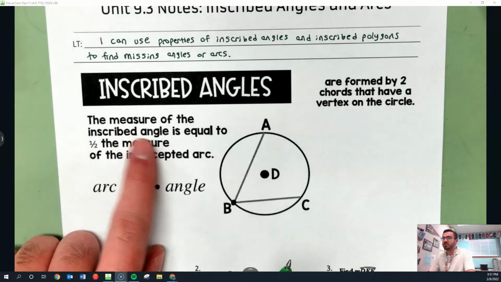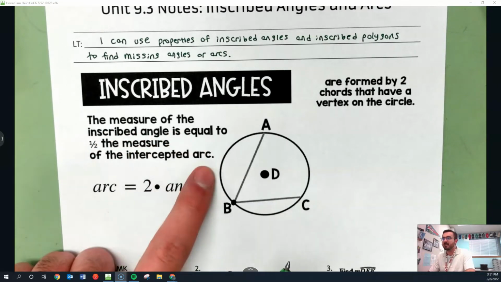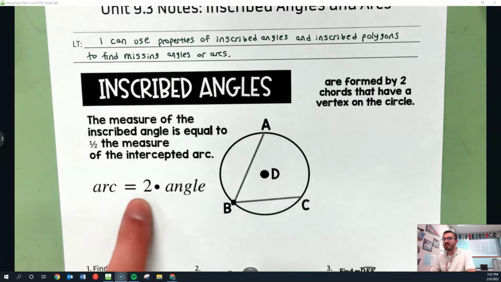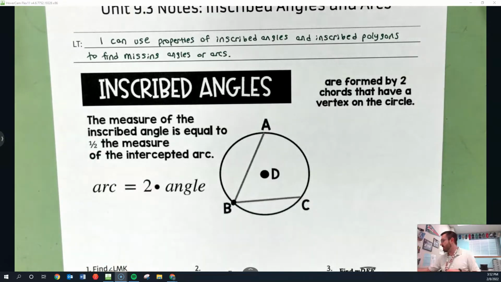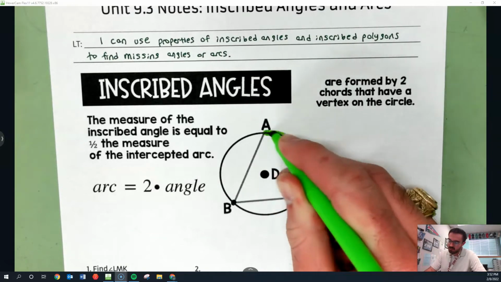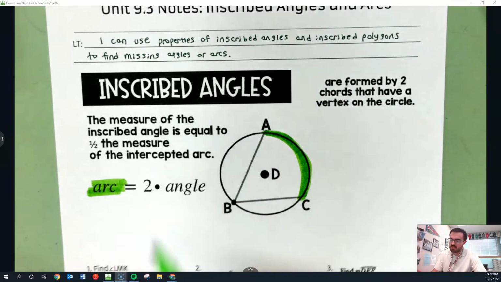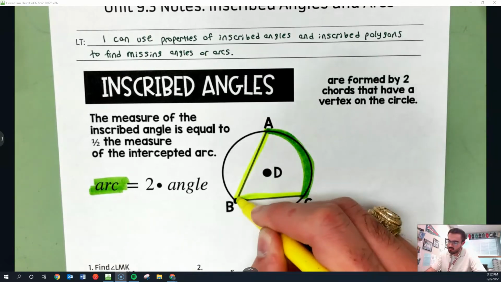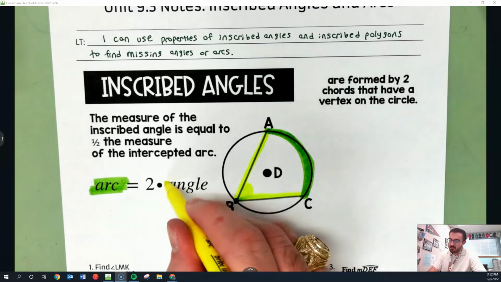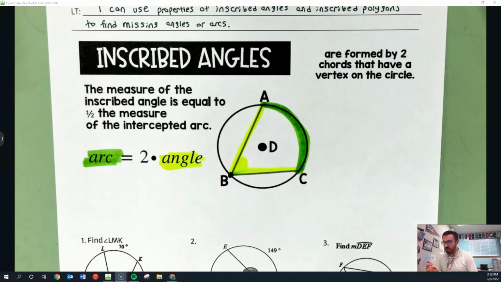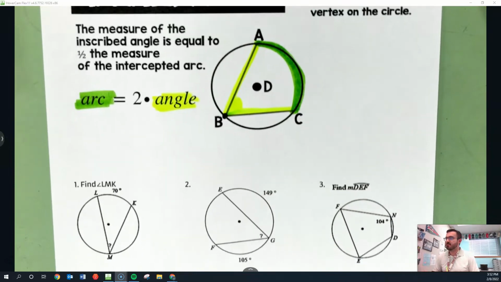The measure of the inscribed angle is always equal to half the measure of the intercepted arc. All you really need to know is this equation. The arc is going to equal 2 times the angle. So let me show you what I mean by that. The arc, this thing right here, is always going to be twice as big as the angle. Here's the angle, that angle right there. The arc is always going to be 2 times the inscribed angle. And you're like, okay, I got this. We totally got this. Let's take a look at some examples.